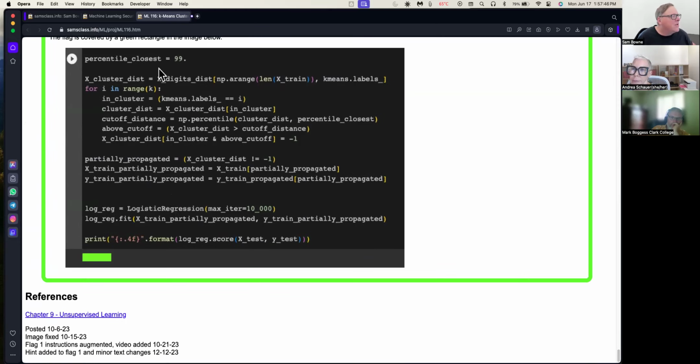All right. And so that's what I wanted to show you about k-means, what you can do with no labels, and how you can compensate for having no labels.